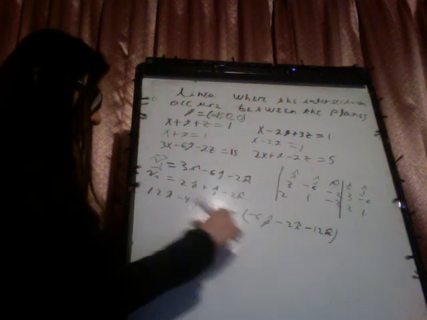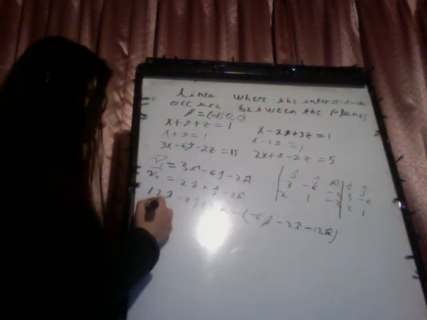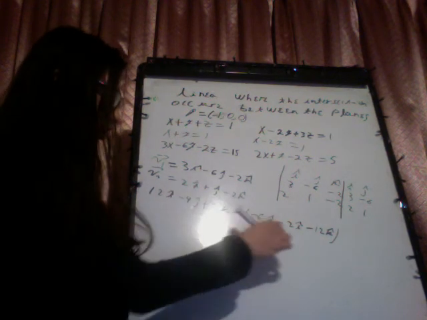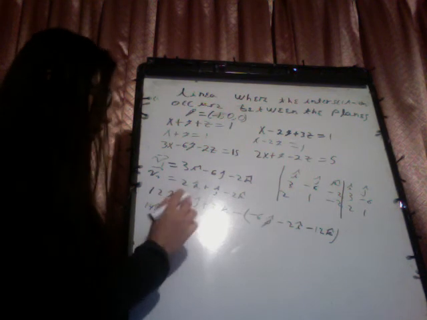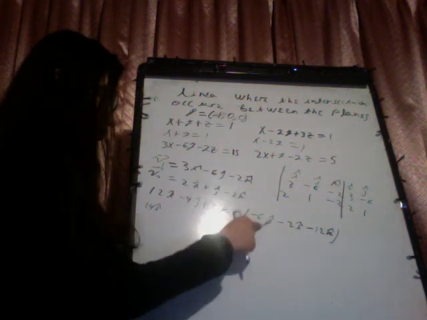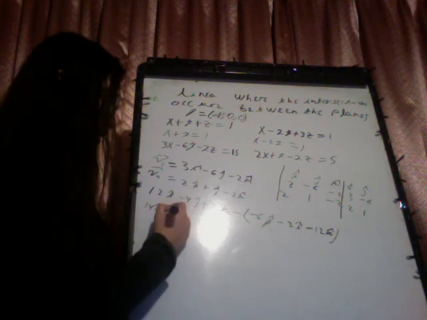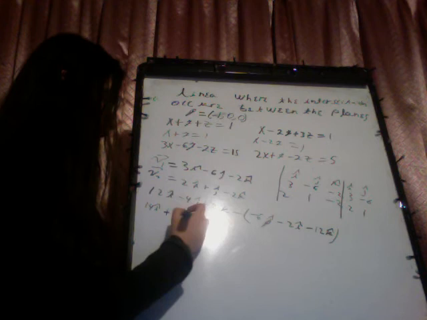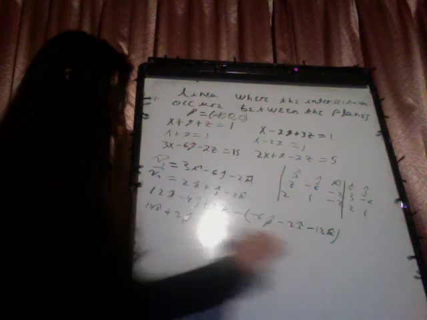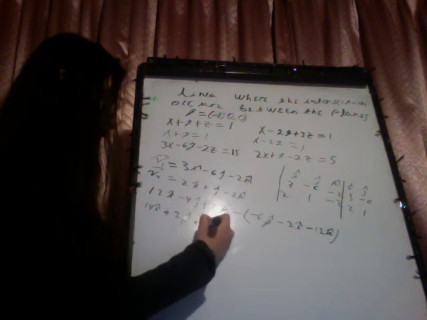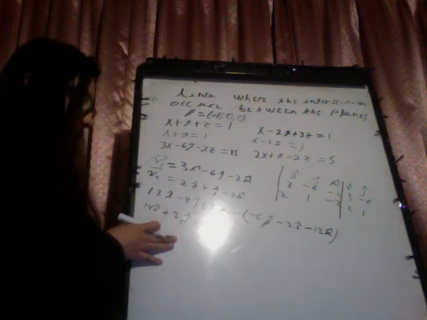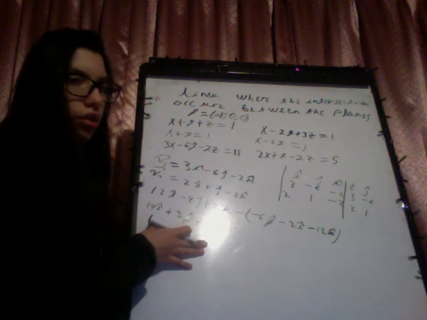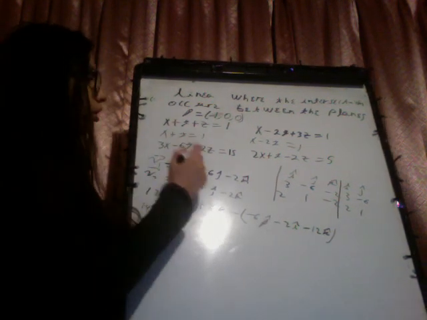So 12i plus 2i is 14i. Next, minus 4j plus 6j is 2j. 3k plus 12k is 15k. So if I haven't done any silly mistake, this is the vector that is parallel to the line of intersection between these two planes.